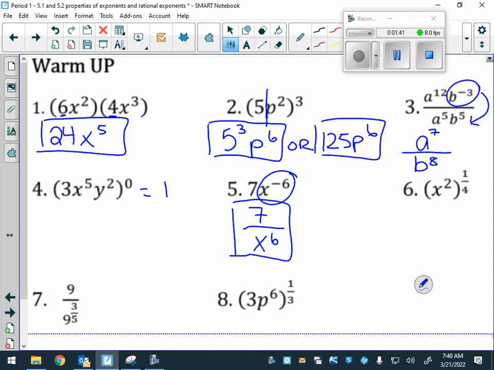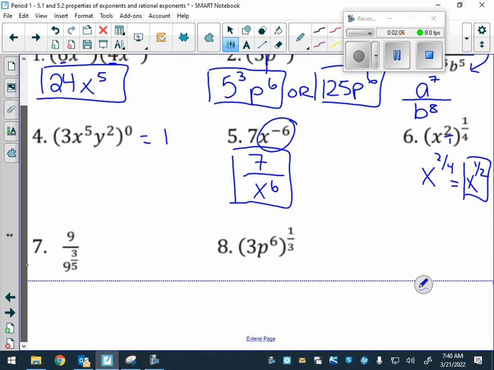What do we get for number 6? Camilla? Good, because we are multiplying. When we're multiplying fractions, we just multiply across. So 6x to the 2/4, which reduces to the 1/2. When you're multiplying, you don't need a common denominator. You just multiply across. Right?